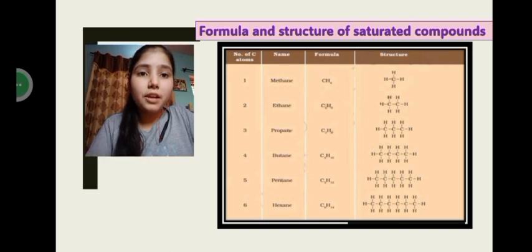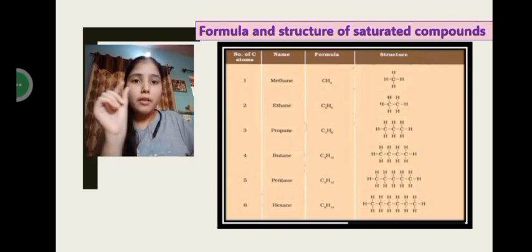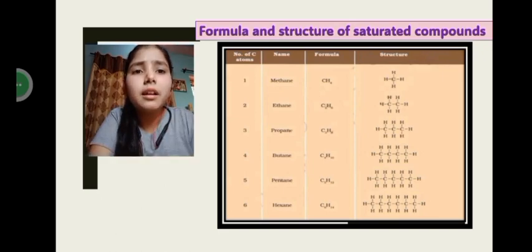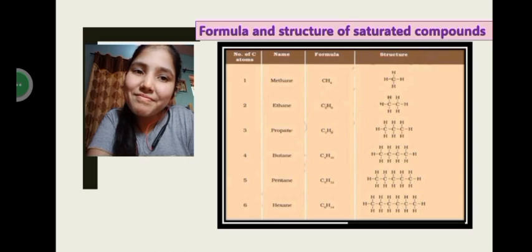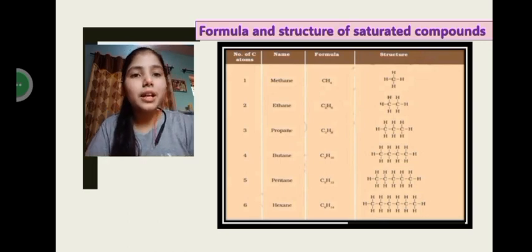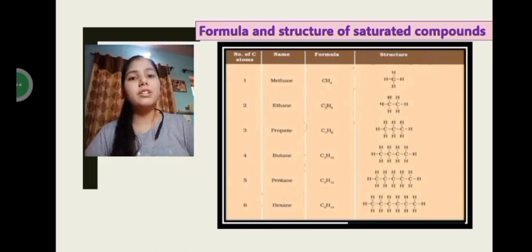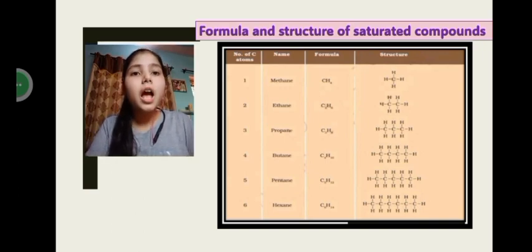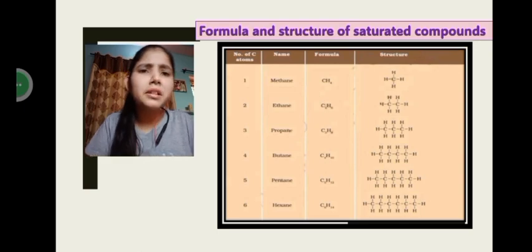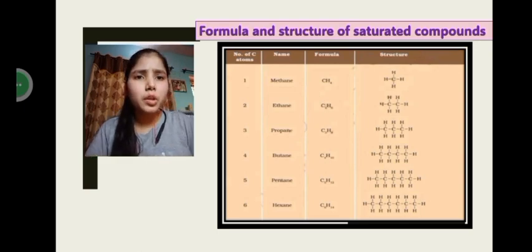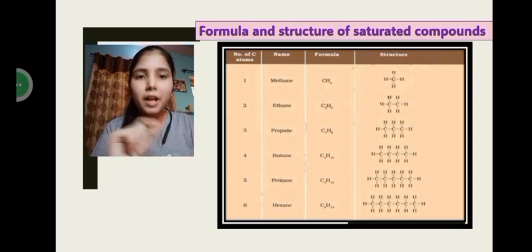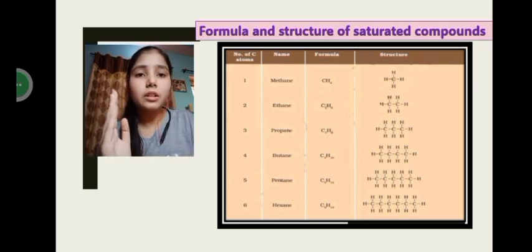So pentane, C5: we connect 5 carbons together, and the rest of the bonds are connected with hydrogen. The formula is C5H12. Easy, so easy. So these are the formula and structure of saturated compounds. I know this is going to be a little bit difficult, but trust me, if you don't understand the concepts, rewind my video and understand thoroughly, right?